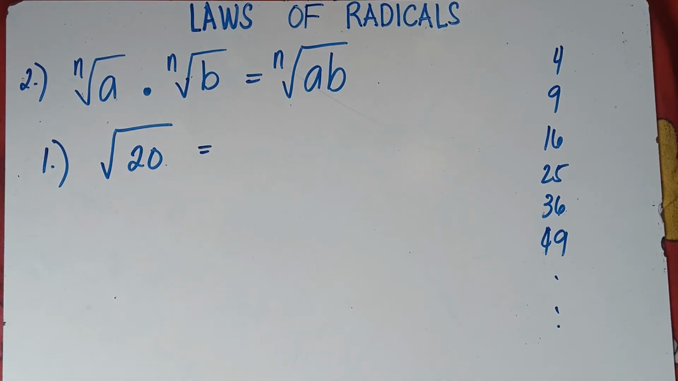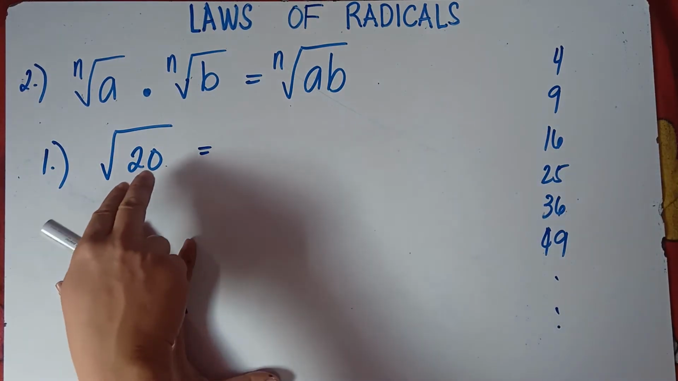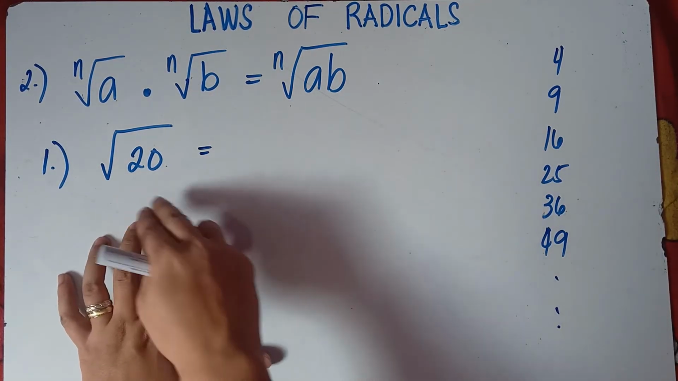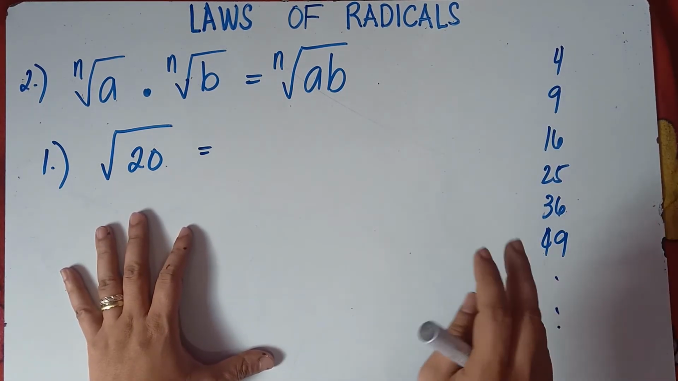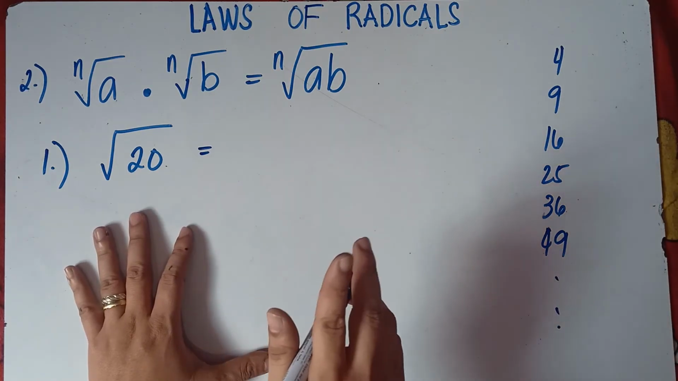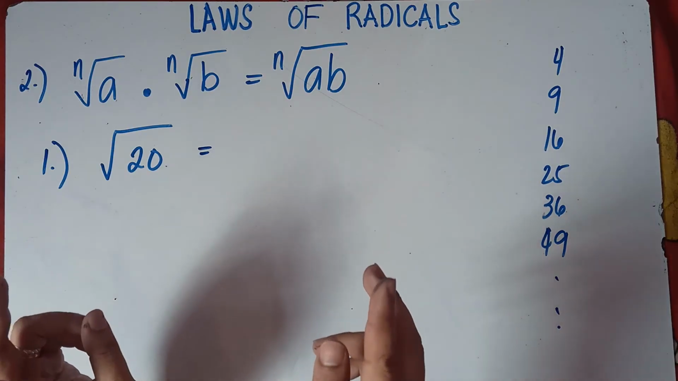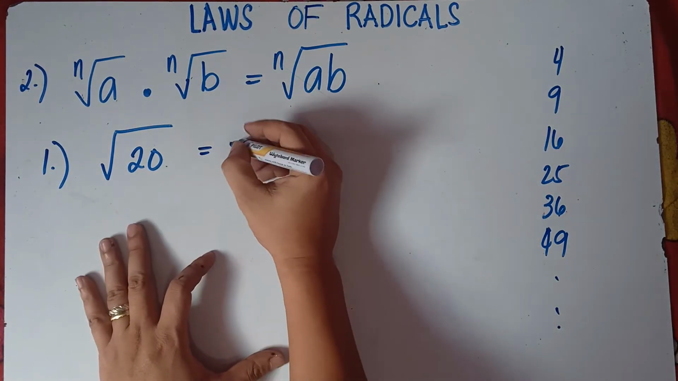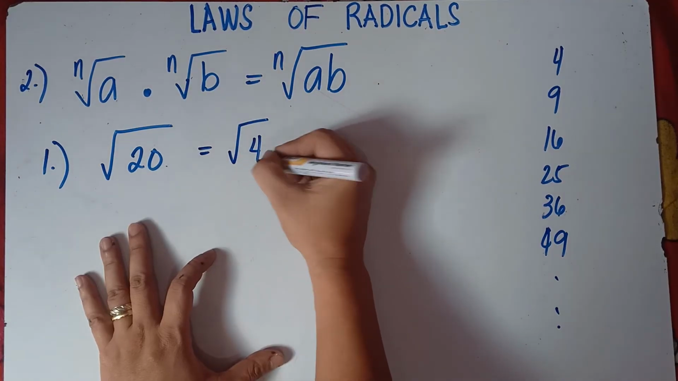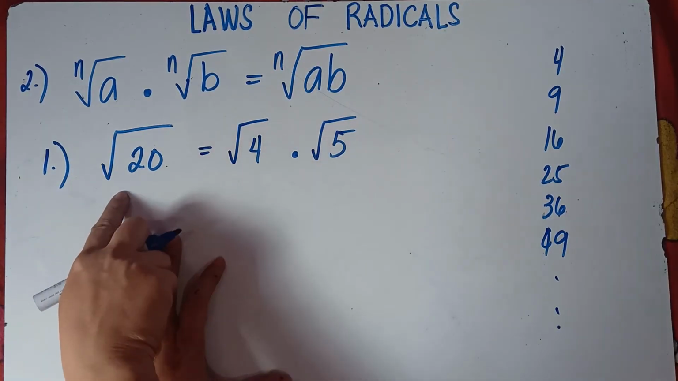So, you think of two numbers, class, where one number is a perfect square and the other is not, such that when you multiply the two numbers, you will get 20. Because 20 is not a perfect square. You cannot see 20 in the list of perfect squares. Of course, that would be 4 and 5, right? So, the square root of 4 times the square root of 5 would be the square root of 20.